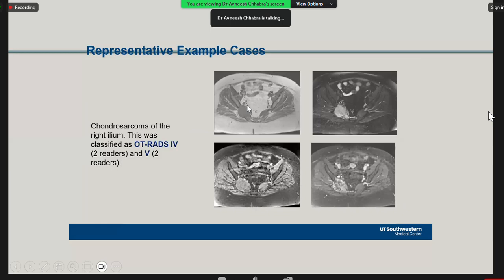So here's a chondrosarcoma. Two of the readers said 4, two said 5. That's okay. 4 and 5 both we are thinking malignant, so they should be biopsied or should have very short-term follow-up.